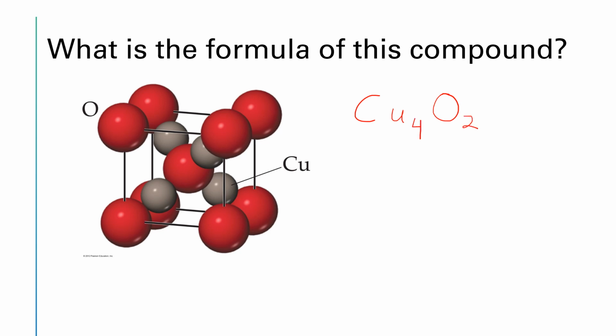Now remember, at the very beginning of this section, we talked about empirical formulas. Since this is an ionic compound, we absolutely want to report the empirical formula, which means the smallest whole number ratio. So 4 and 2 can both be divided by 2, so we want to reduce it. And we're going to end up with Cu2O for our empirical formula based on that unit cell.